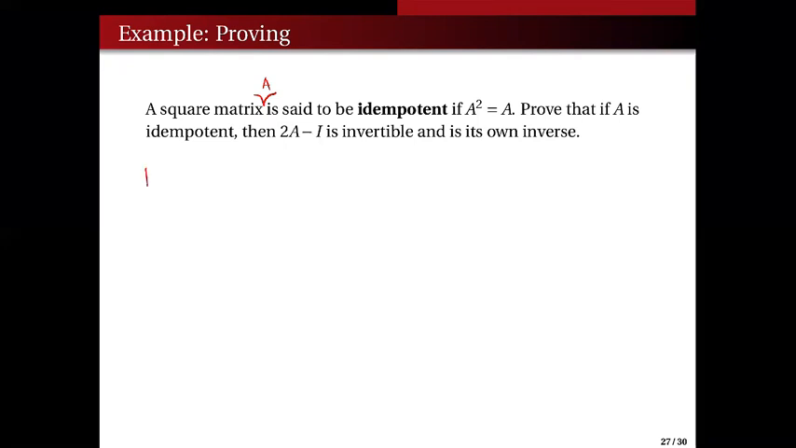So how do we prove this? Well, we just need to get the inverse of 2A minus I, if possible. And once we have the inverse, then we can conclude that it's invertible. But another part of the statement that we need to prove is 2A minus I is its own inverse. So we have a clue what the inverse of 2A minus I is. Okay?